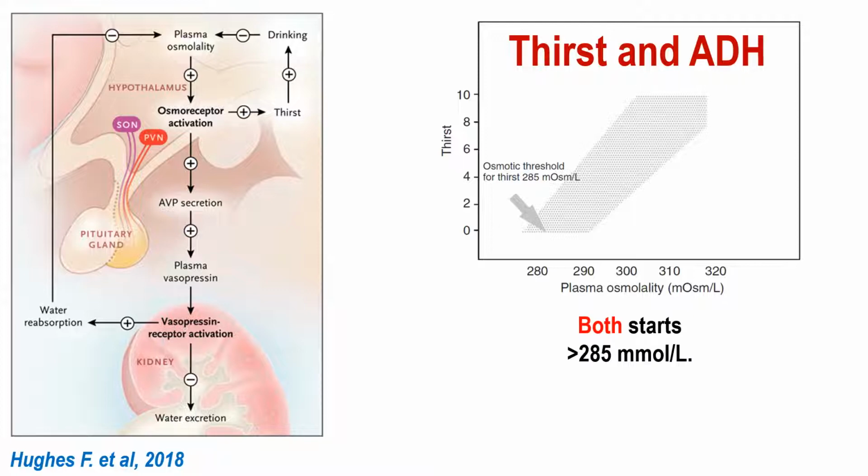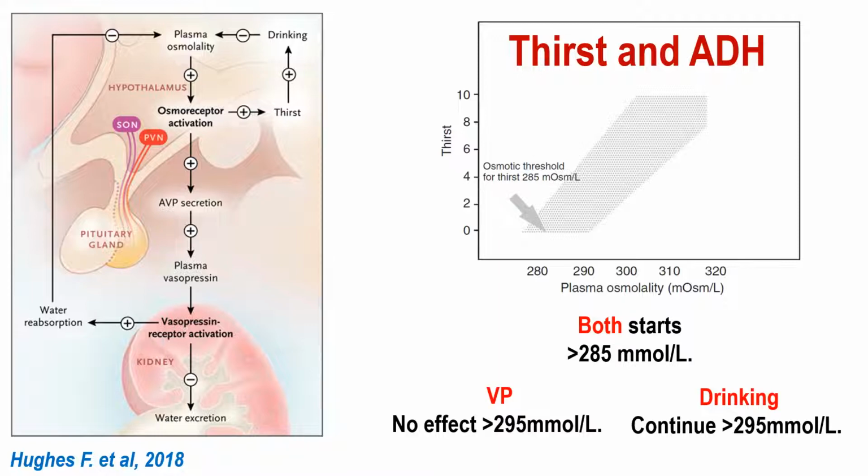Both start to work after reaching an osmolarity of 285. After that, both of them are still working, but the vasopressin has no effect on the osmolarity. It is still released from the posterior pituitary, but has no osmotic function after this 295 osmolarity is reached, while drinking is still there. For that reason, drinking is very important. This is especially important in pediatrics because infants and small children cannot express thirst, and if you don't give them water, they easily go to dehydration.